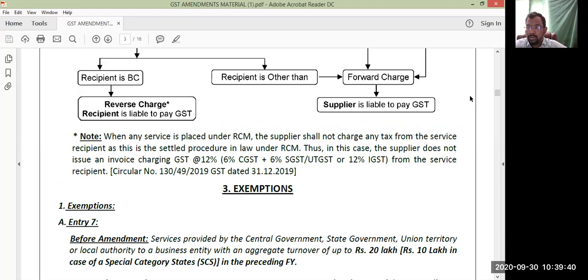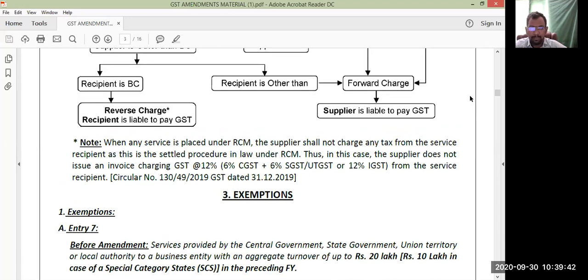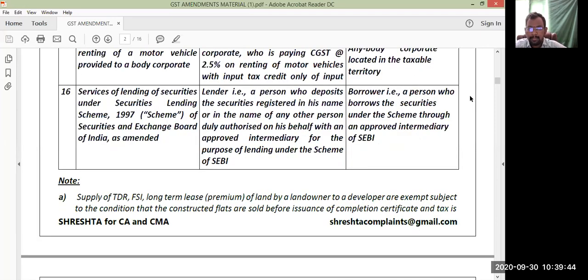Next, we have one more service to be covered under reverse charge mechanism. Services of lending of securities under the Securities Lending Scheme 1997 of the Securities and Exchange Board of India as amended. Lending of securities is covered under the reverse charge mechanism, where the recipient, being the borrower, has to pay the tax under reverse charge mechanism.